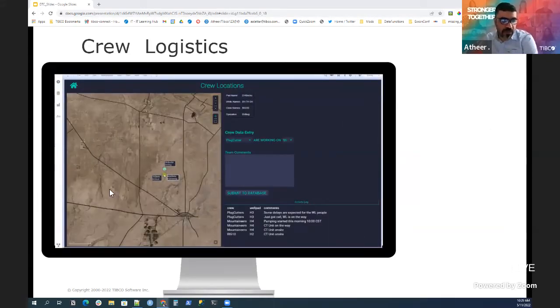This is where all the crews interact. So in here, there is a geographic representation of where all the crews are right now, and they can also share some notes, some updates about what is happening, and then all this can be stored into a database.